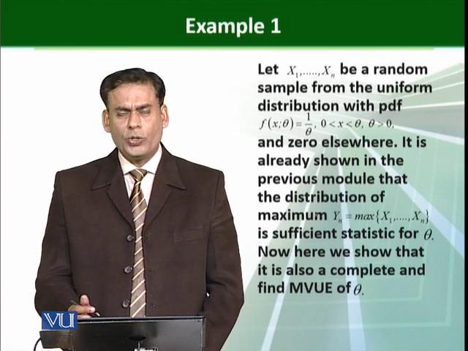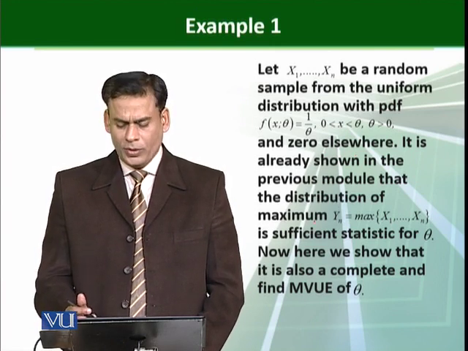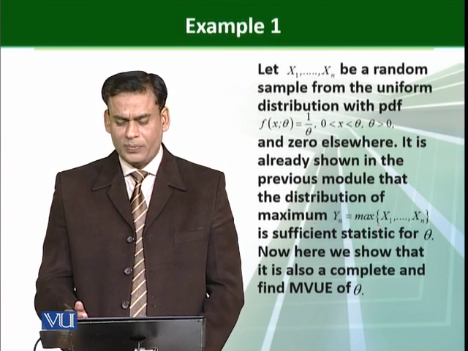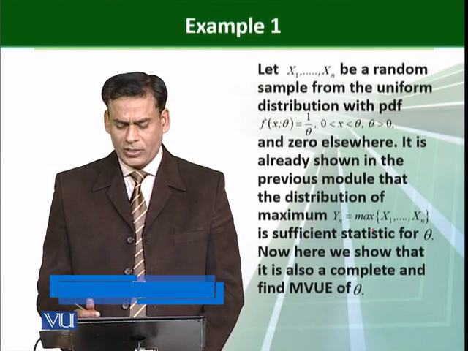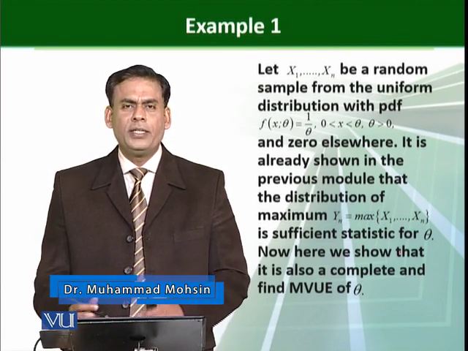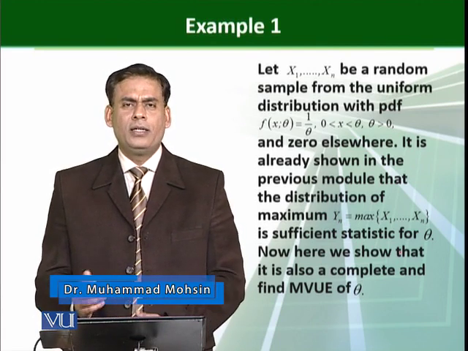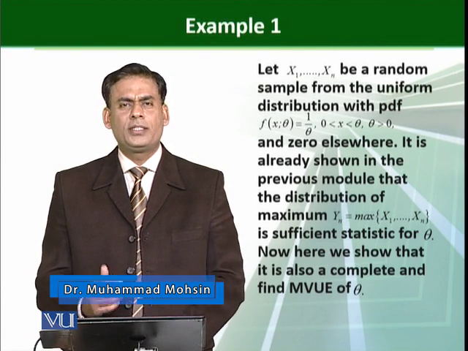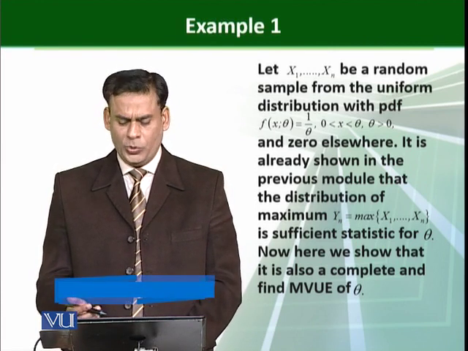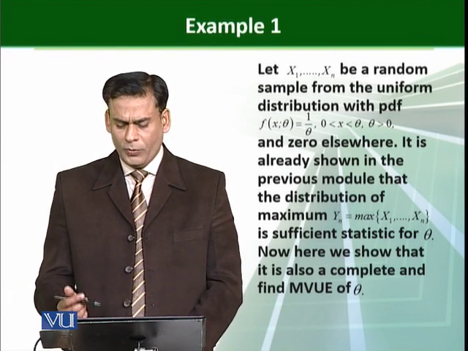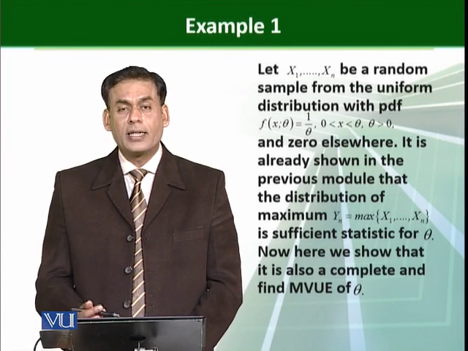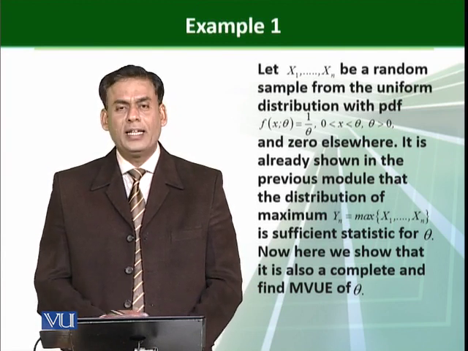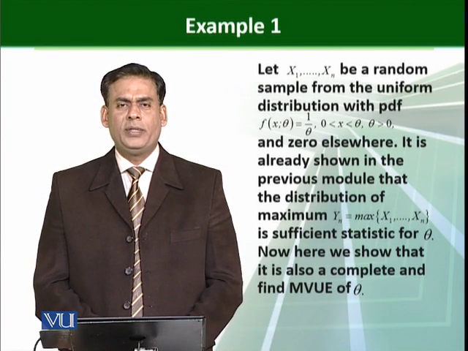It is already shown in the previous module that the maximum, that is Yn, the maximum of X1 up to Xn, is a sufficient statistic for theta. ये हम sufficient statistic already uniform distribution के लिए sufficiency के module में proof कर चुके हैं. Now here we show that it is complete and find the minimum variance unbiased estimator of theta.